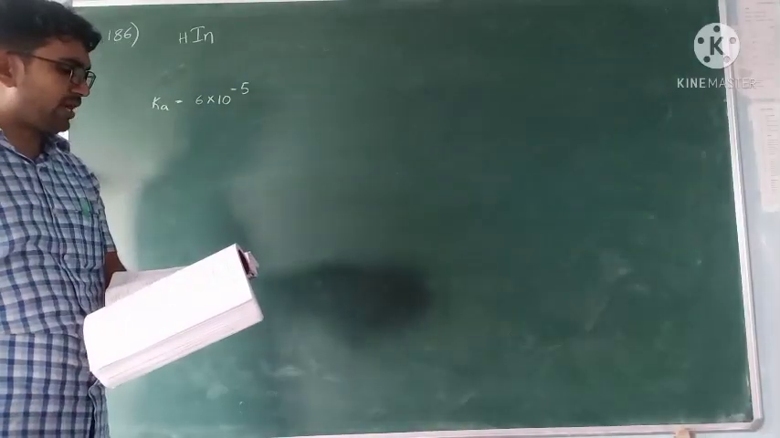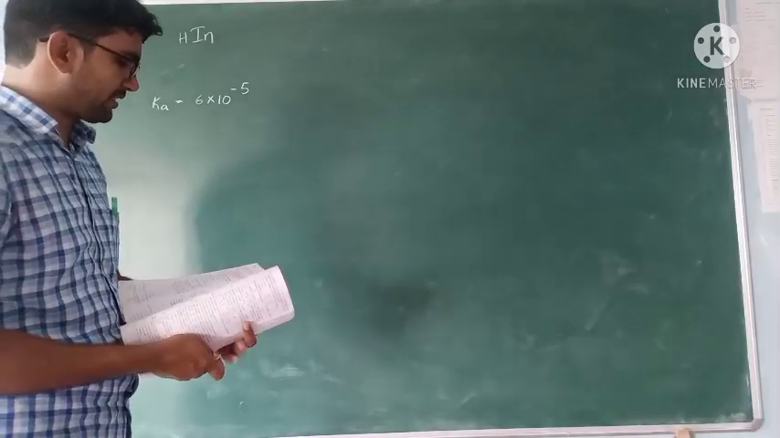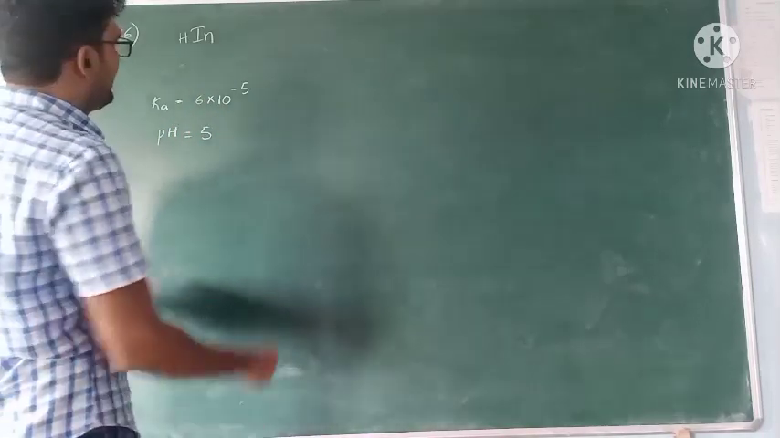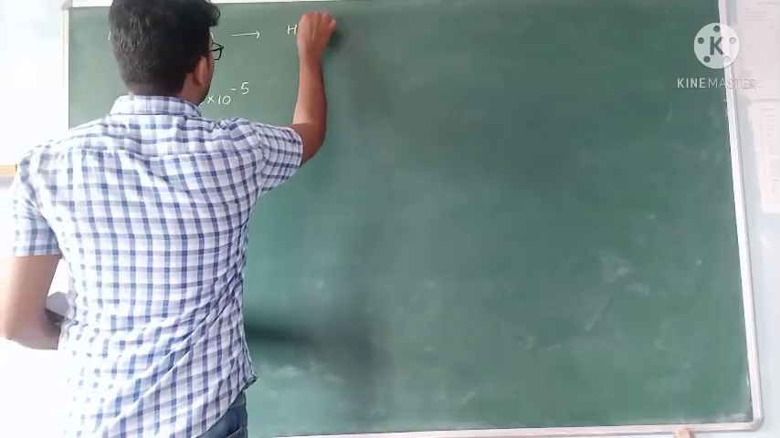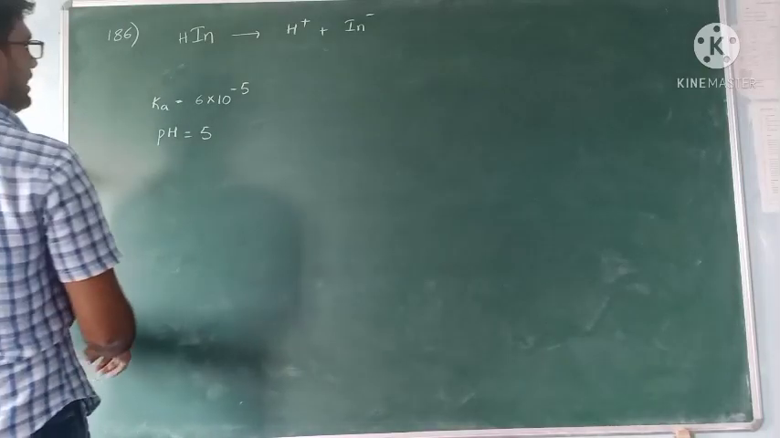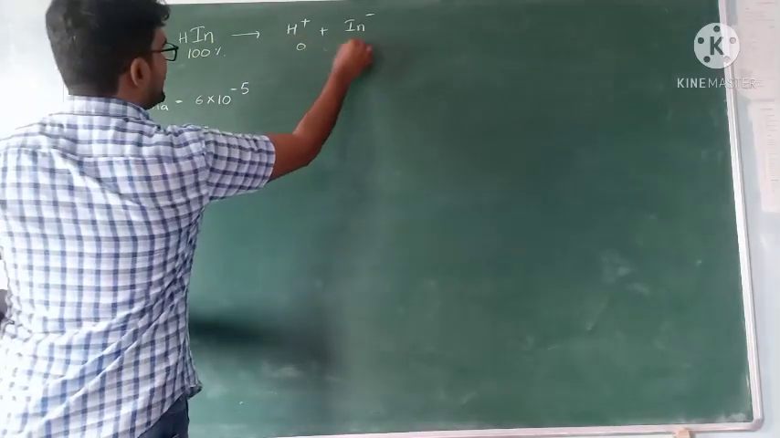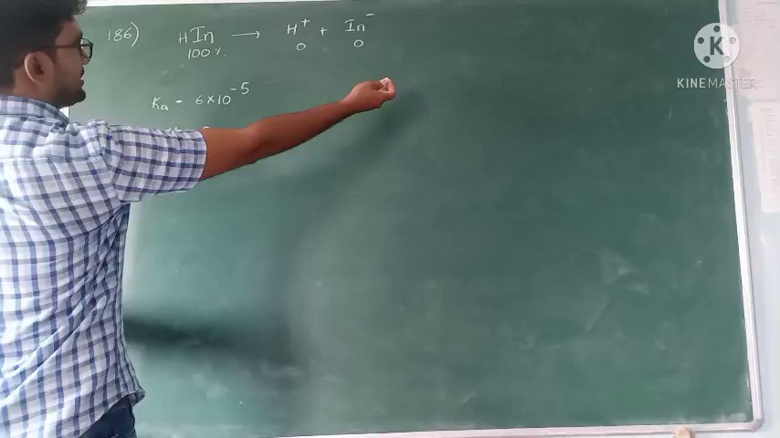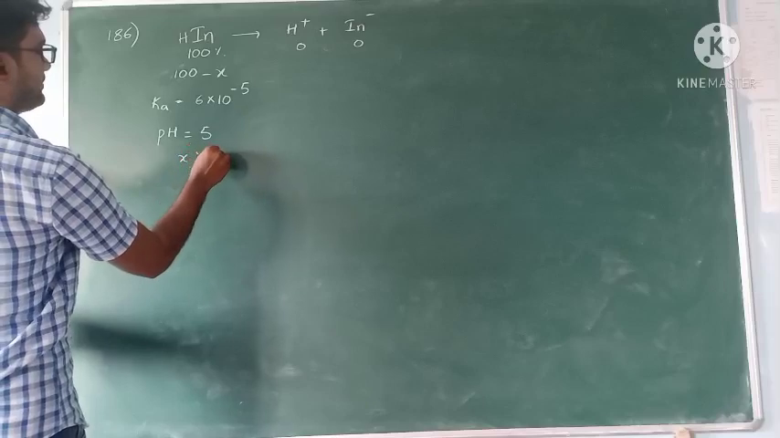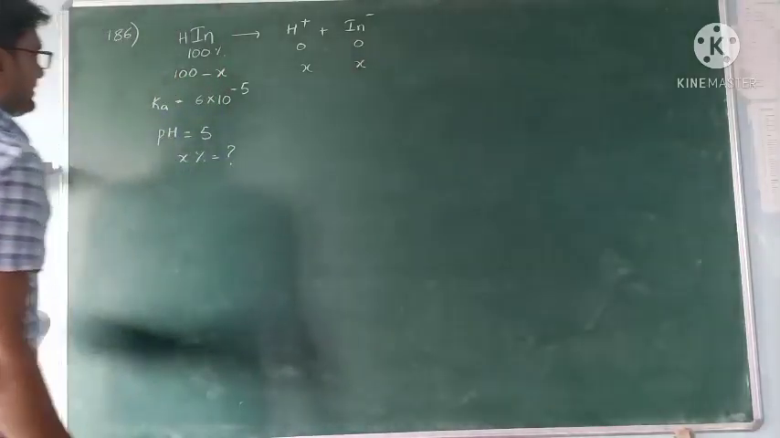Okay, what percentage of this indicator is in its basic form at a pH of 5? The pH value is given, equal to 5. So HIn gives rise to H plus and In minus. Initially, 100% is present, and the others are 0. Then the percentage dissociated is taken as X. So you have to calculate the X percentage in this problem. So 100 minus X, this is X and this is also X.